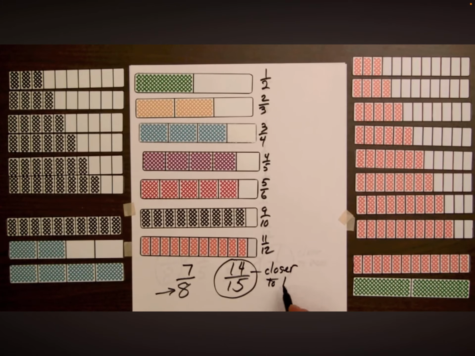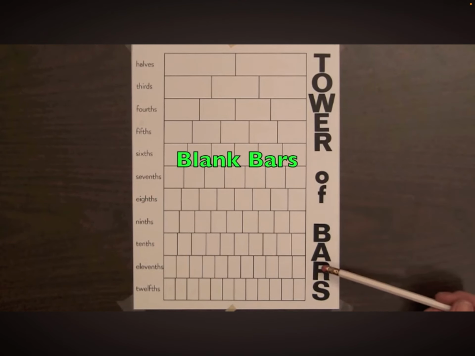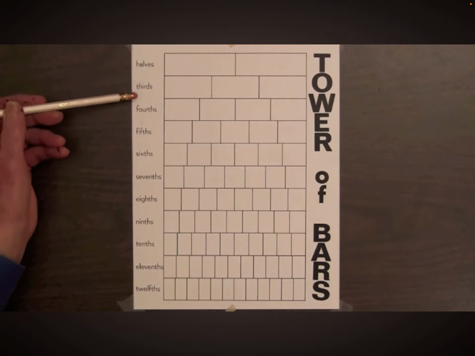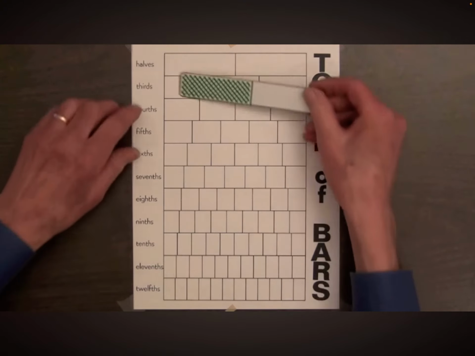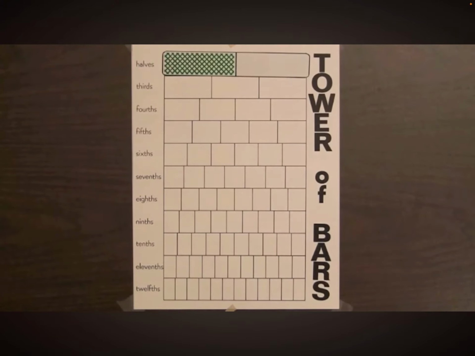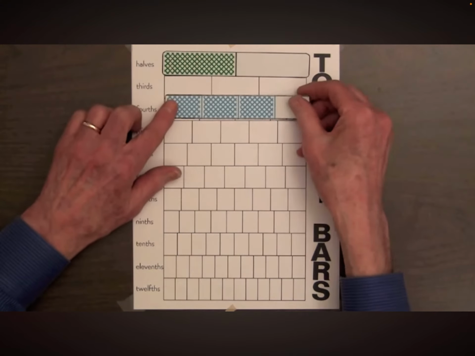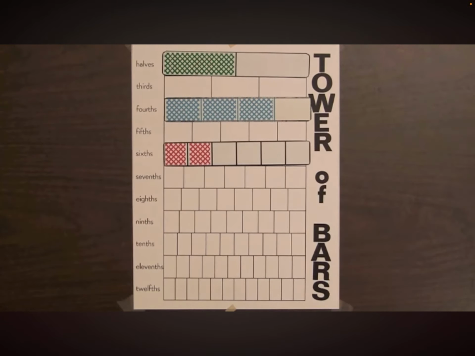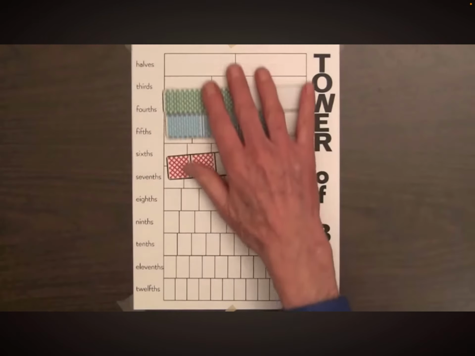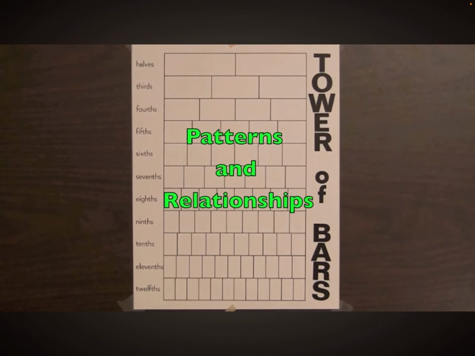to 1. The Tower Bars map from the fraction bars materials has blank bars that can be used to model fractions by halves, thirds, fourths, down to 12ths. Fraction bars can be placed on this map or students can color or shade these bars to illustrate or discover relationships.